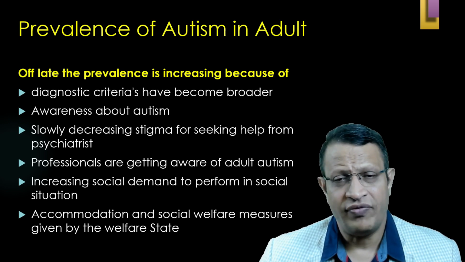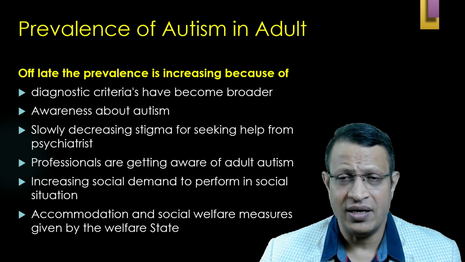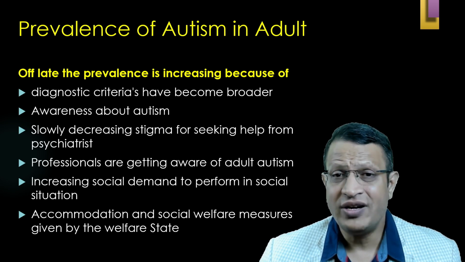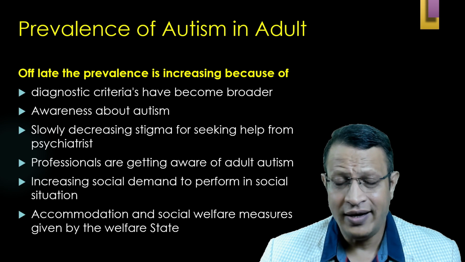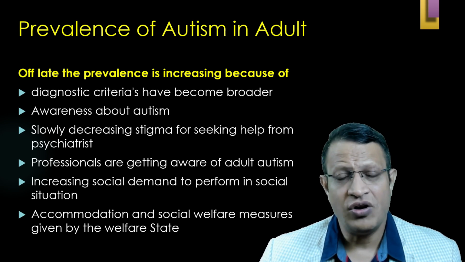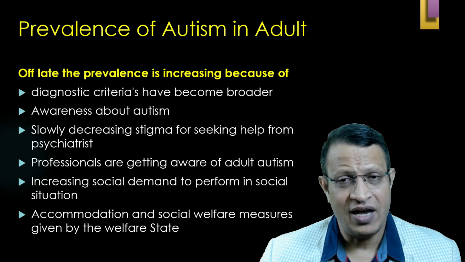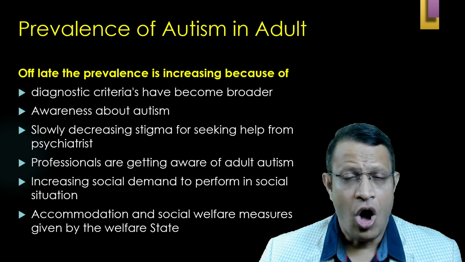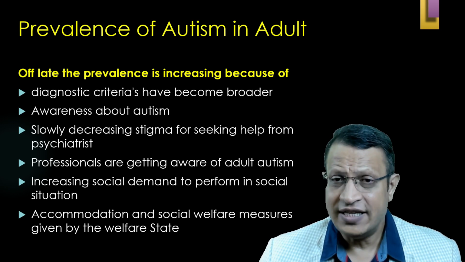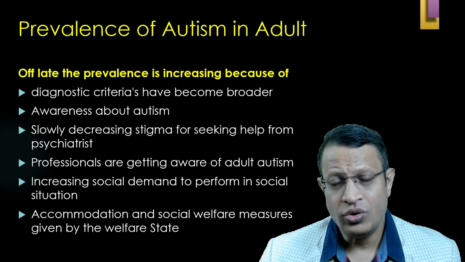Of late, the prevalence of autism is increasing across the globe. There are various reasons. One of them is that diagnostic criteria have become broader. That means we have come up with autism spectrum disorder. Further, awareness about autism in the general public and in health professionals is increasing. Slowly, the stigma of seeking help from mental health professionals is also decreasing in metropolitan cities. Professionals are getting aware about autism. Increasing social demand to perform in social situations will lead to decompensation in people with autism. Accommodation, social welfare measures, and disability pension also play a crucial role in seeking help and social welfare measures.